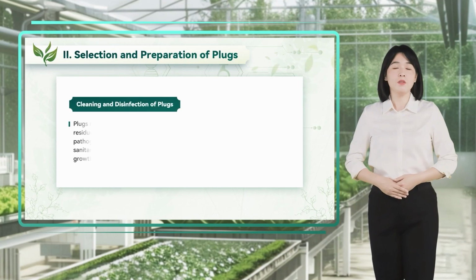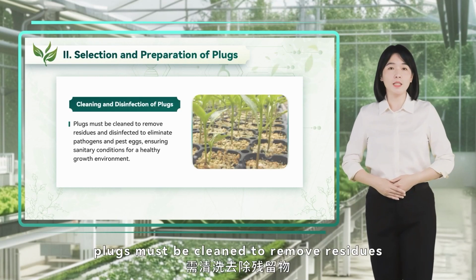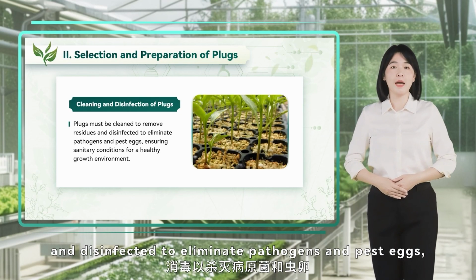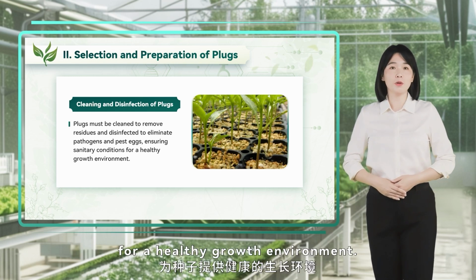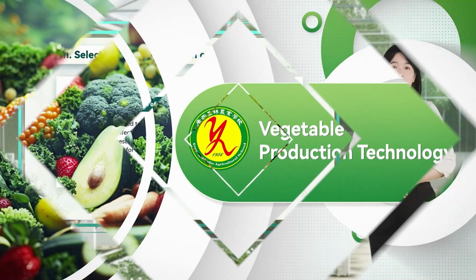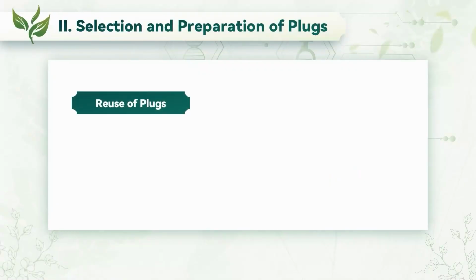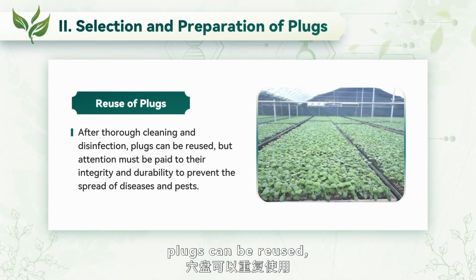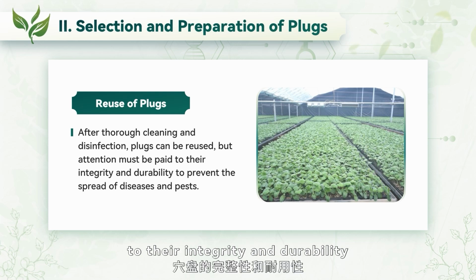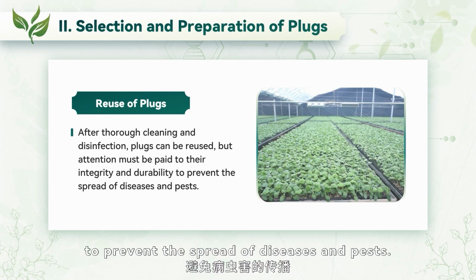Before use, plants must be cleaned to remove residues and disinfected to eliminate pathogens and pesticides, ensuring sanitary conditions for a healthy growth environment. After thorough cleaning and disinfection, plants can be reused, but attention must be paid to their integrity and durability to prevent the spread of diseases and pests.